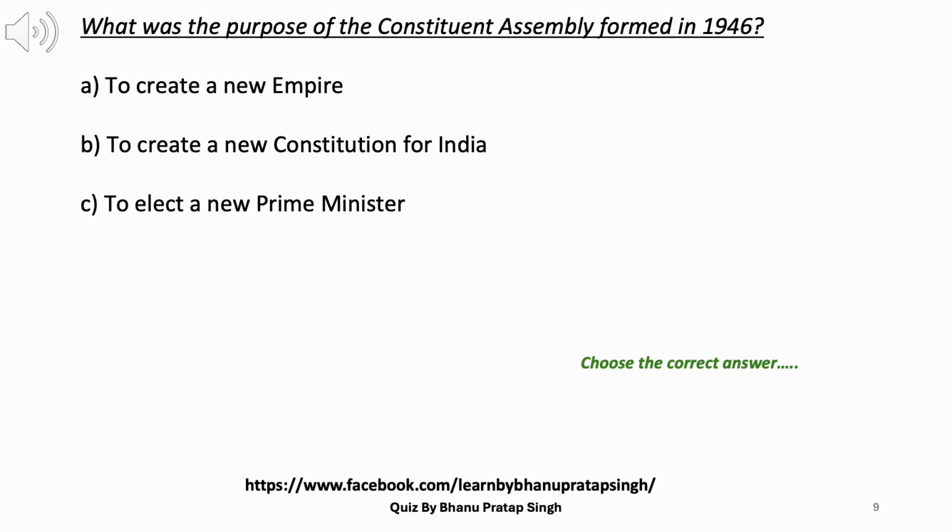9. What was the purpose of the Constituent Assembly formed in 1946? A. To create a new empire. B. To create a new constitution for India. C. To elect a new Prime Minister. Answer: B. To create a new constitution for India.